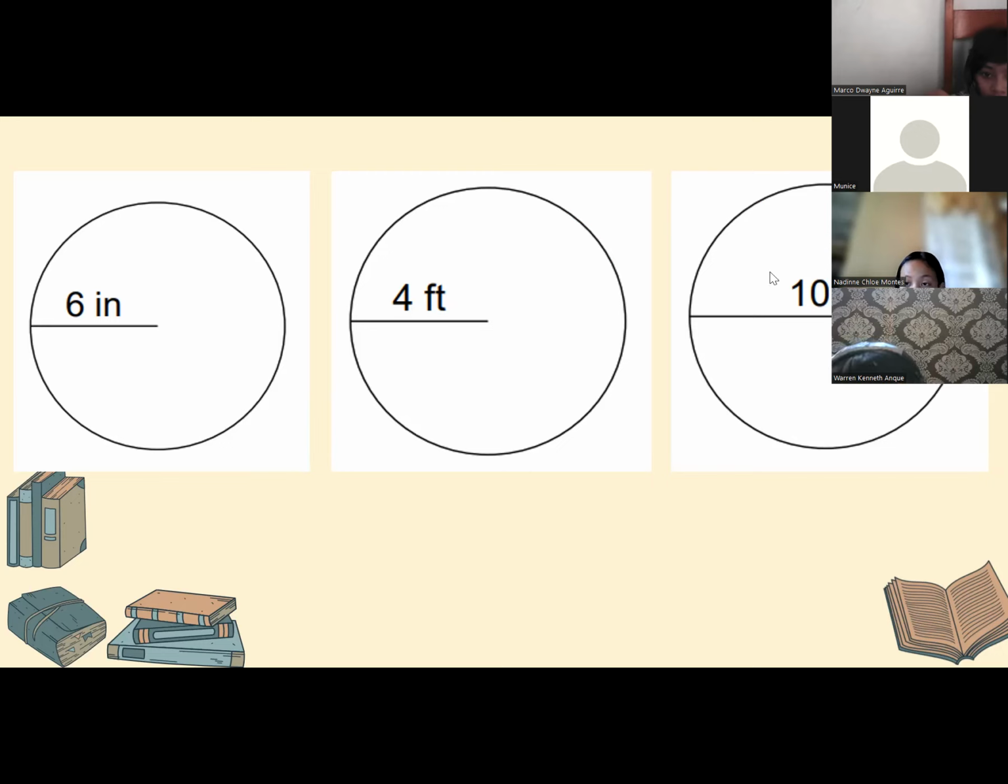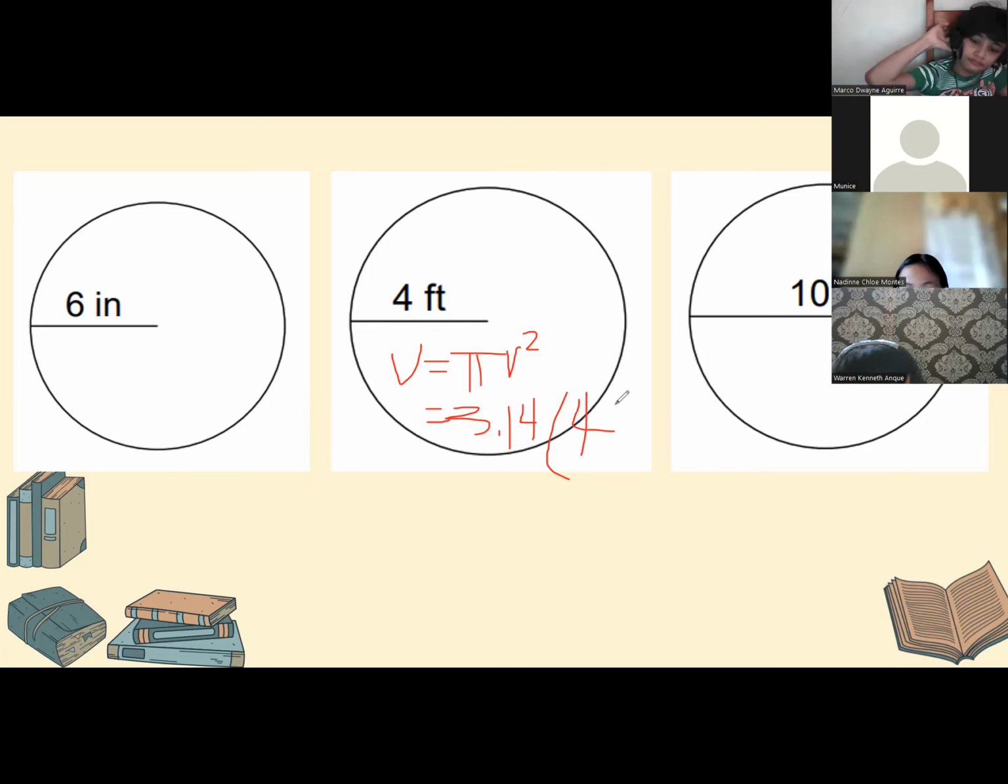Nadine, please solve. What's the formula again, Nadine? A is equal to pi times radius squared. Yes, very good. So what's the value of pi? 3.14. Very good. And then what's the radius? 4 feet. Very good.